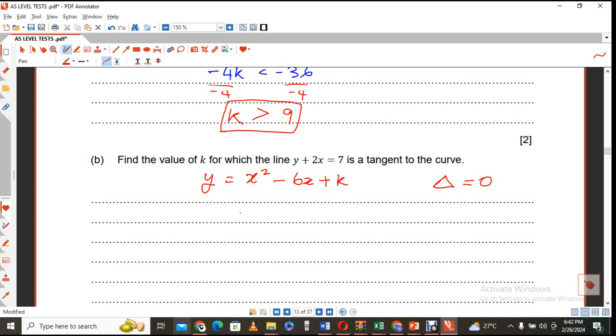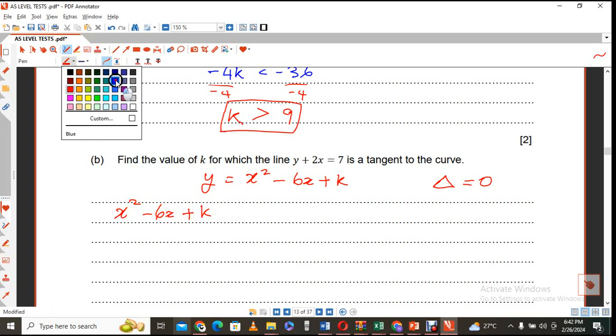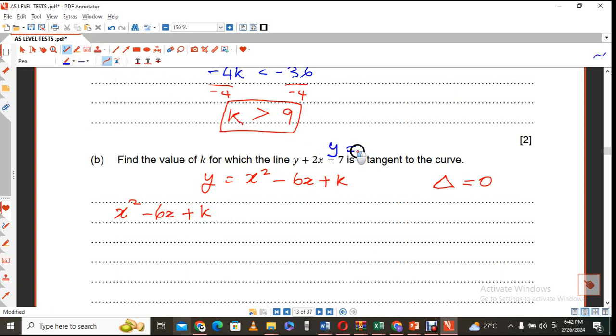Alright, and here it says value of k, which means it's implying that you should have just one answer. If it was saying values, perhaps two answers. Okay, right, so here's x squared minus 6x plus k. Of course, it's very important that I also rewrite this. This is nothing but y equals 7 minus 2x.